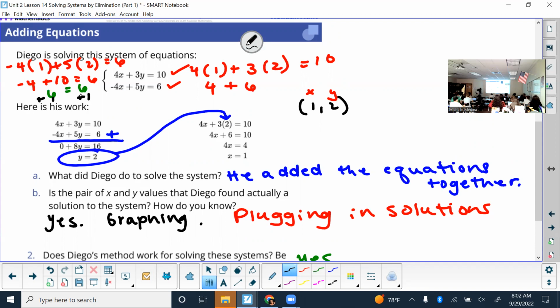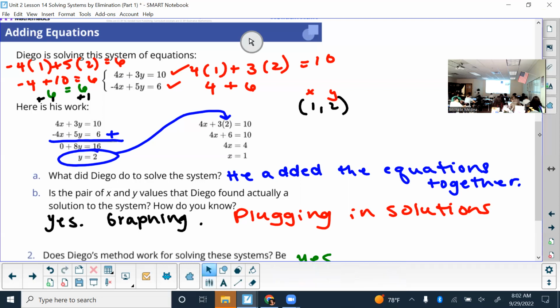Good. So by adding these together, we know that whatever this expression equals is 6, like these are equal, right? Yes, because they have an equal sign in between. If I add the same amount, so they're both the same amount, to each side of the equal sign, I'm not changing anything. So that's why it works.